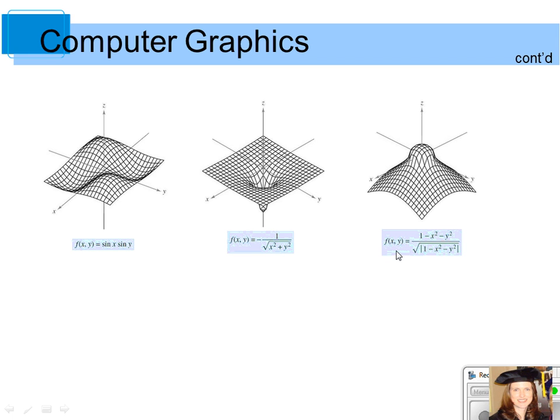Try experimenting with some of the online computer graphing software that's available and graph some of these surfaces. A lot of times you'll be able to rotate these graphs and really get a look at these images from many different viewpoints.